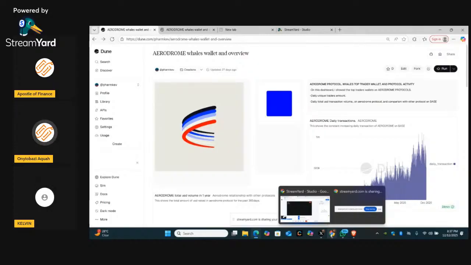Just one thing before you go, what is one piece of advice for somebody who wants to start building this type of on-chain forensic dashboard?